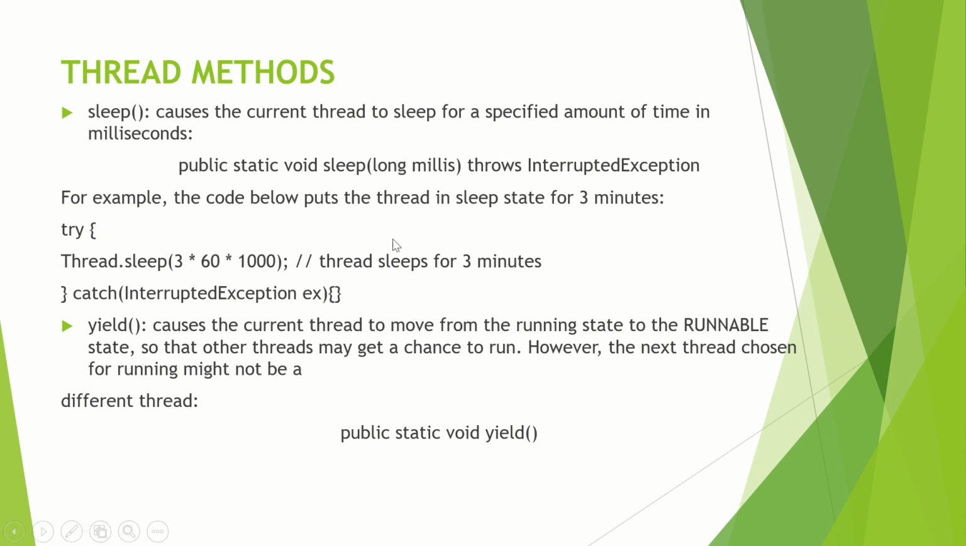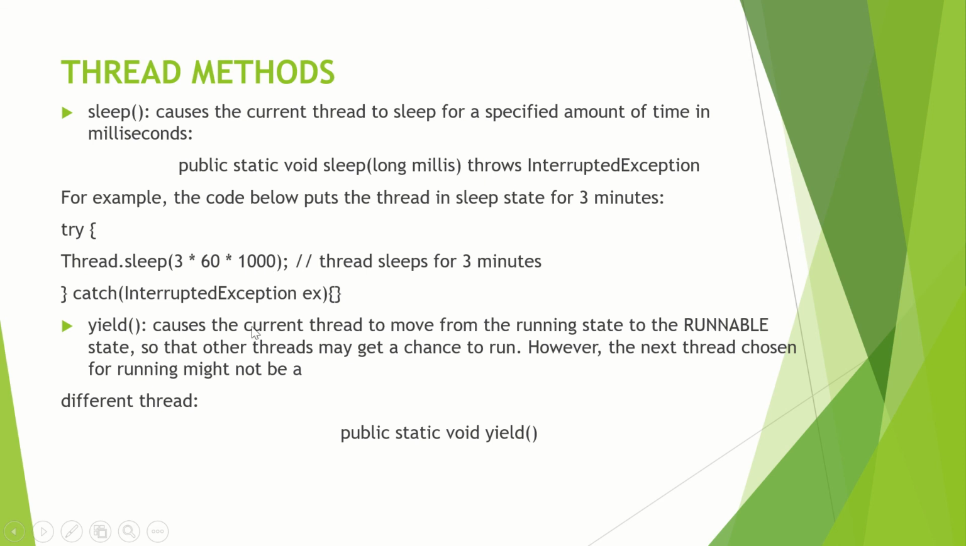There is also the thread method sleep, which causes the current thread to sleep for a specific amount of time in milliseconds. Public static void sleep(long milliseconds) throws InterruptedException. For example, the code below puts the thread in a sleep state for 3 minutes. So you have 3 times 60 times 1000. That is 3 minutes times 60 seconds times 1000 milliseconds, so you convert it to minutes.